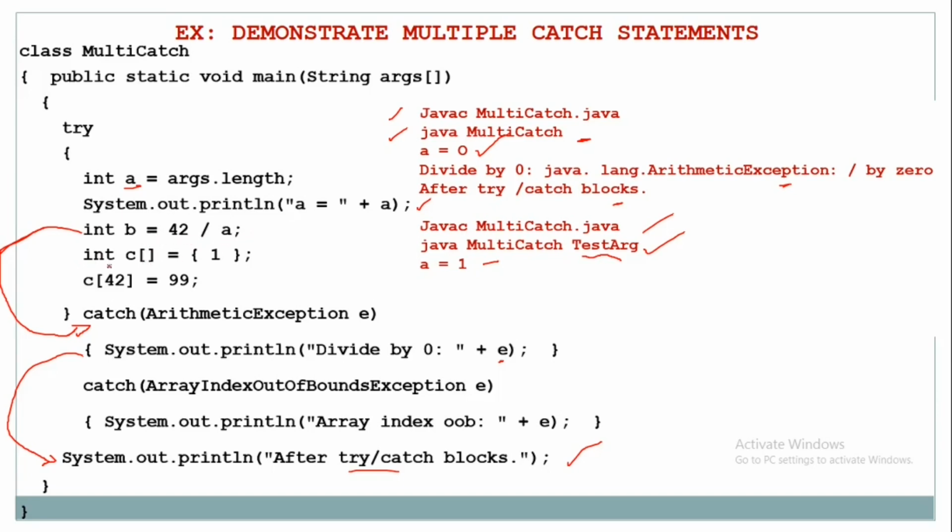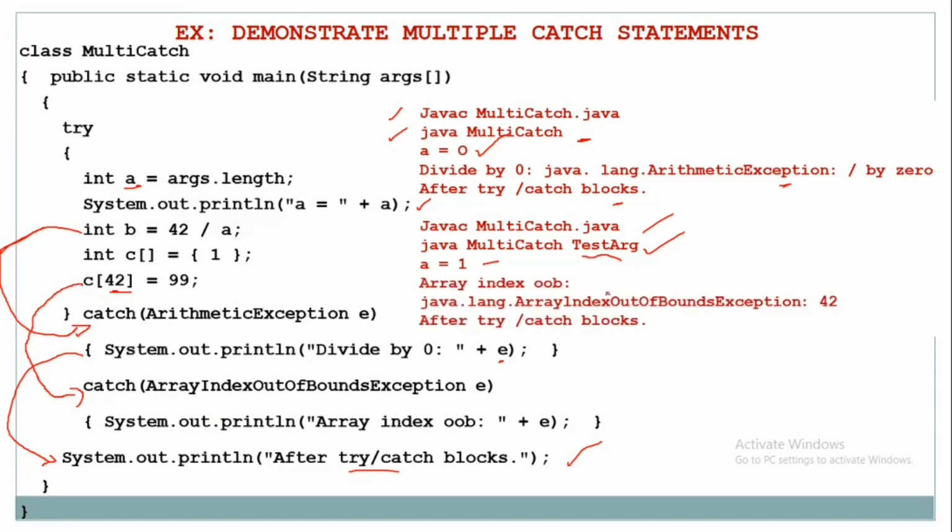The next statement is int array c of size 1, but here I'm trying to access an illegal index. c of 42 is equal to 19, and c of 42 is an illegal index. So this statement throws an array index out of bounds exception, which is caught in the catch statement over here and handled.